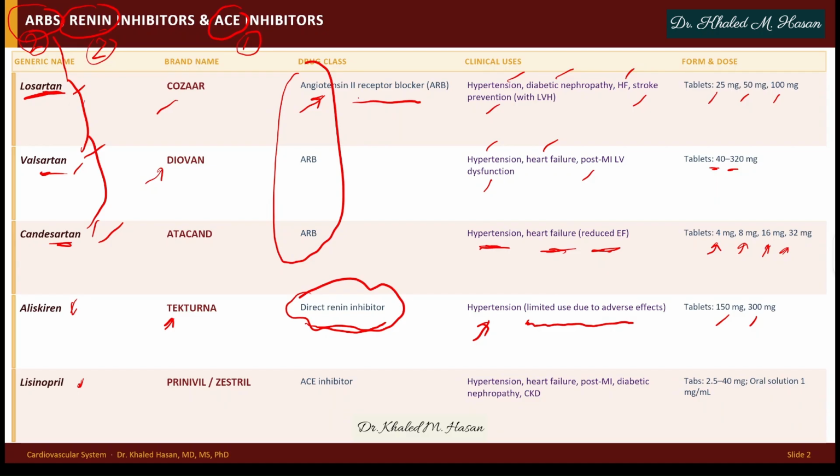Moving to lisinopril, the last one. Lisinopril, brand name Zestril, belongs to the angiotensin converting enzyme inhibitors. This medication is used for hypertension, heart failure, post myocardial infarction, diabetic nephropathy, and CKD, which stands for chronic kidney disease. Lisinopril is available in 2.5 milligram, 5 milligram, 10 milligram, up to 40 milligram. Lisinopril is also available as an oral solution.